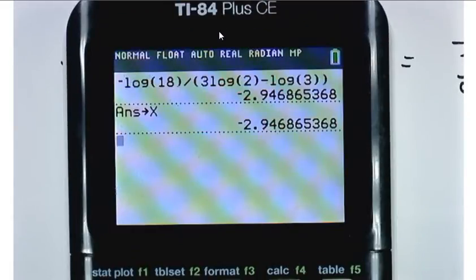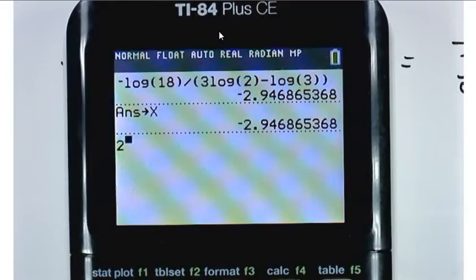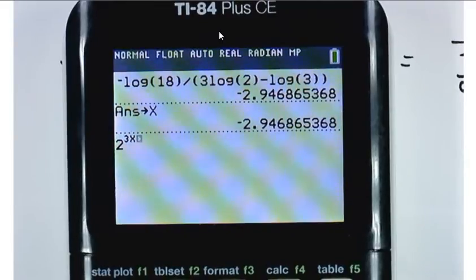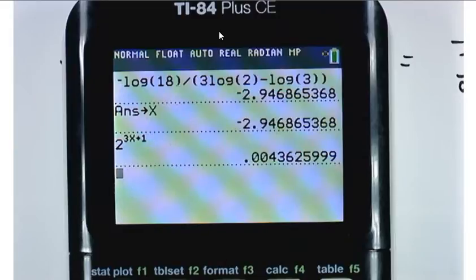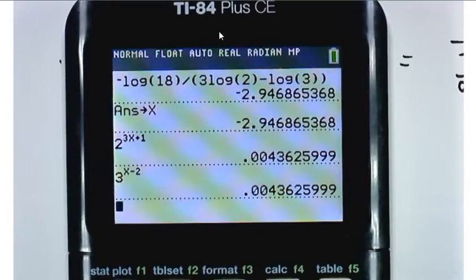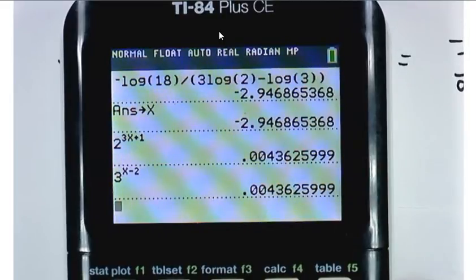It's 2 raised to the 3x plus 1. That's the left-hand side. Let's compare that to the right-hand side. Now, x still has my variable's value, negative 2.94. 3 to the x minus 2. And I get the same decimal value both times. So, pretty confident that we got that one right.